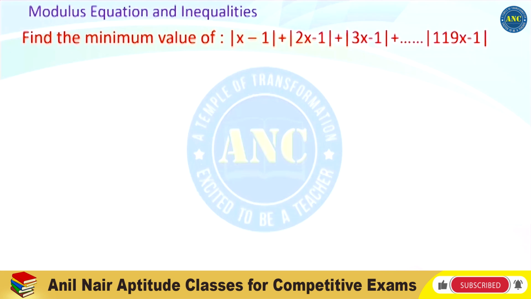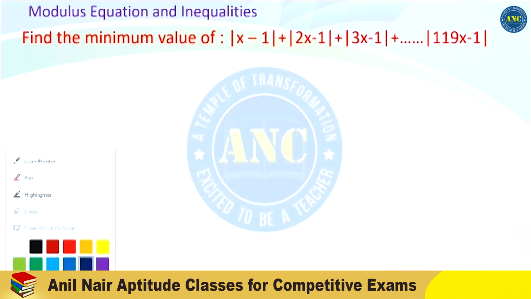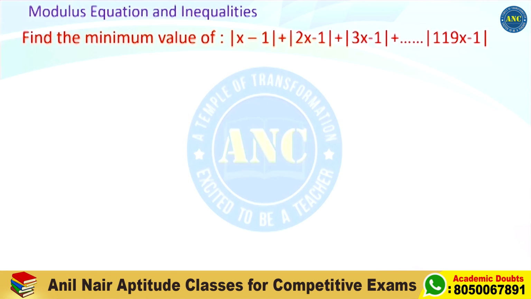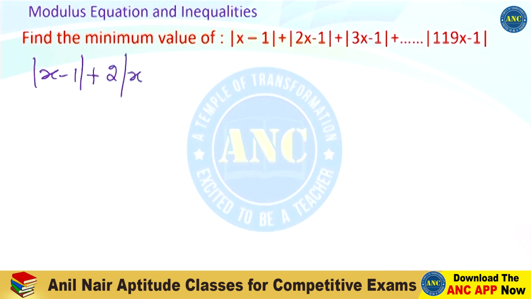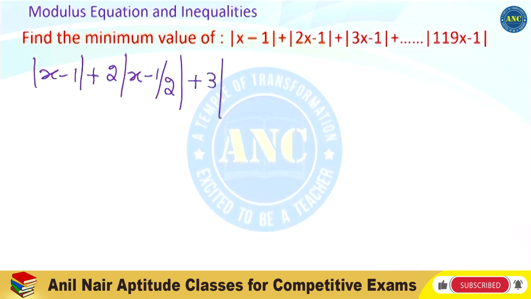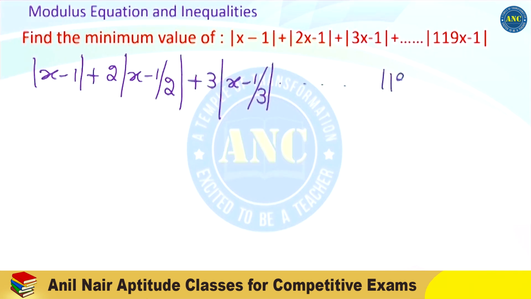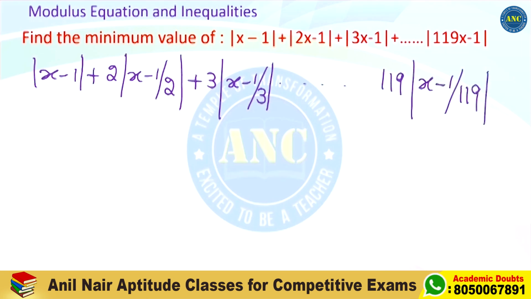Next one, find the minimum value of, a little bit of a calculation problem, but I'll give you an idea. Find the minimum value of mod x minus 1, mod 2x minus 1, mod 3x minus 1, and so on up to mod of 119x minus 1. Taking 2 common, these are nothing but 2 into mod of x minus 1 by 2. Again, taking 3 common, x minus 1 by 3, and so on up to 119 common, mod of x minus 1 by 119. I hope this step is clear.